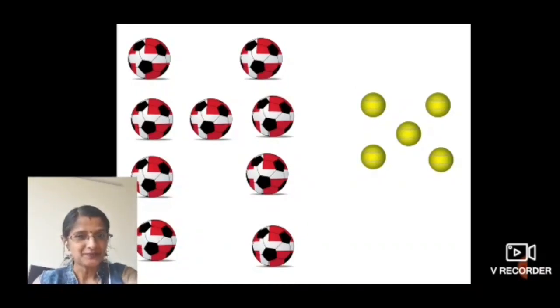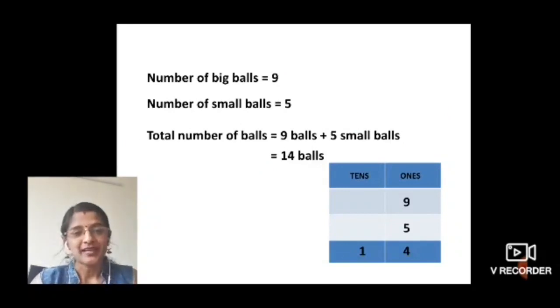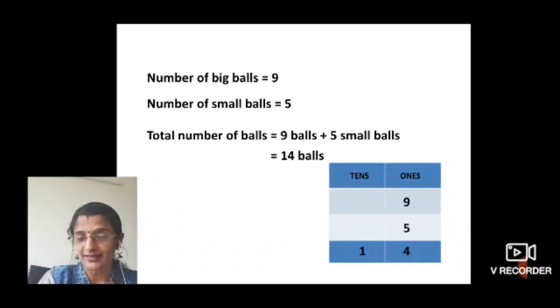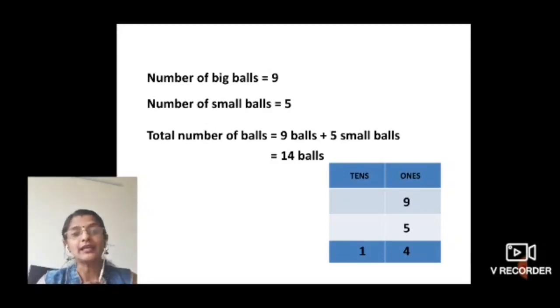So let's see here. So first statement, can you read? Number of big balls. That's the first information. Second information is number of small balls. So we have framed statements according to the information we got from the question. Am I correct? Yeah, I hope that is clear.